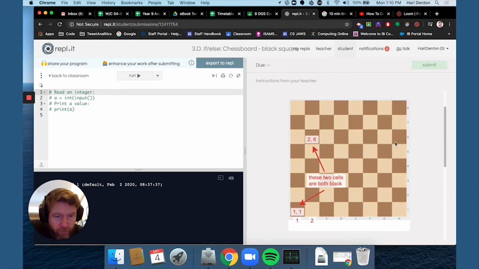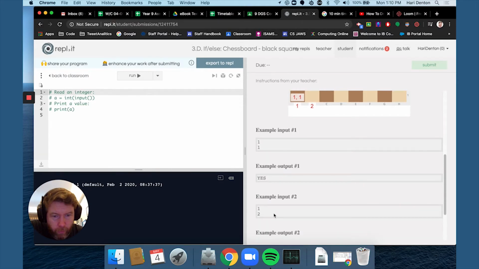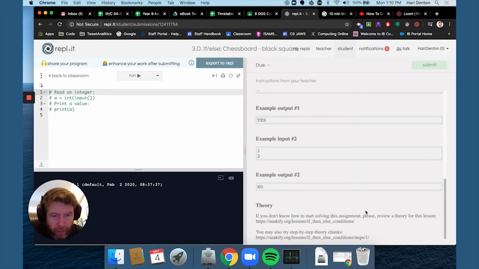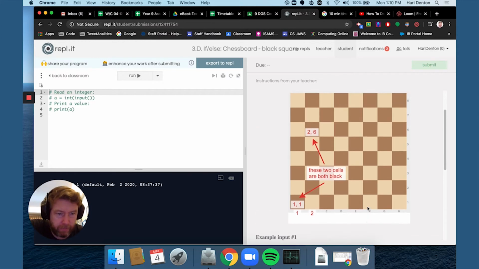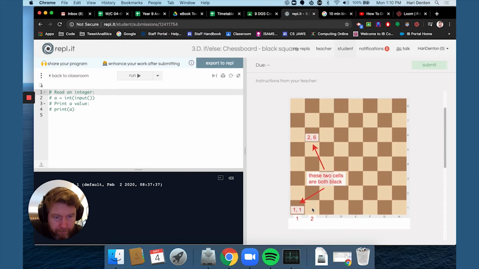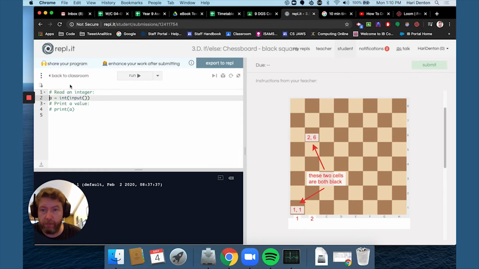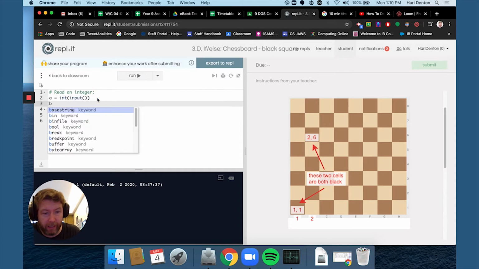Okay, so there must be a rule. So 1, 1 is black, but 1, 2 is not black. I think there must be a pattern. I've got the pattern. So basically, if they add up to an even number, then they're black. So 1, 1 is black, 2, 2 is black. 1 plus 1 is 2, 2 is even, it's black. 1, 3 is black, 1 and 3 add up to 4, it's black. Okay, so A and B, so I just spotted a pattern there.